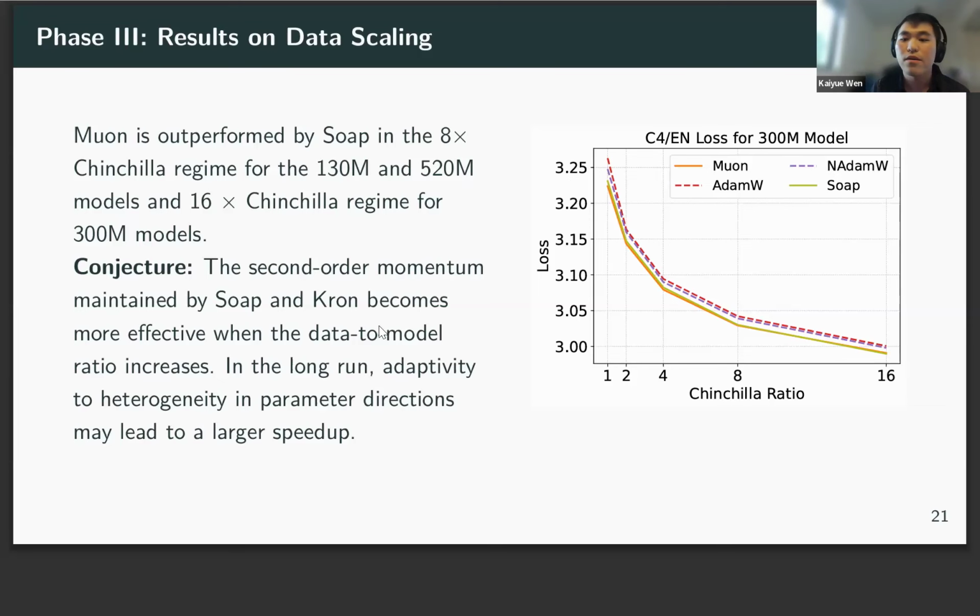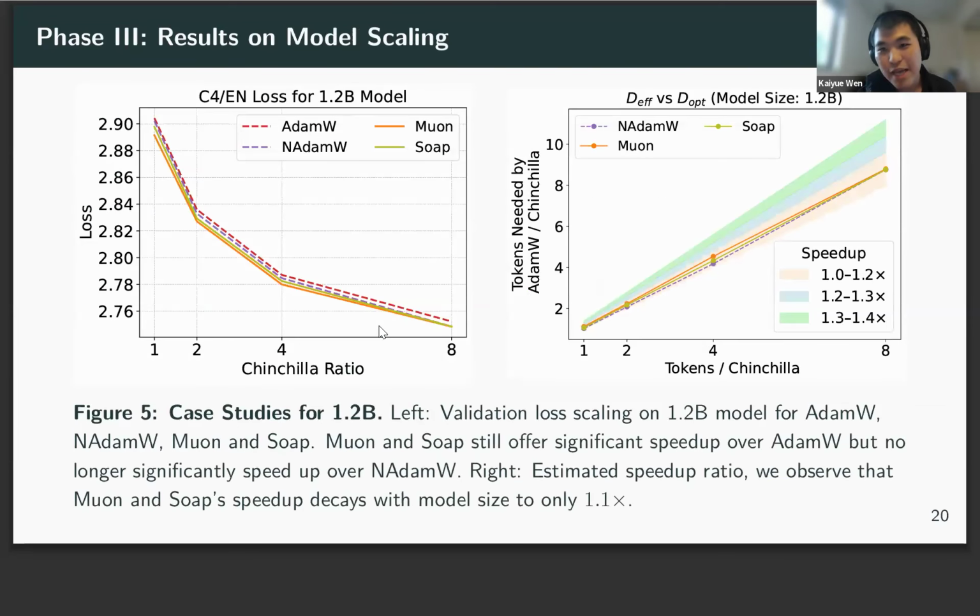So the Nesterov Adam W, which is the purple line here, is actually a scalar level optimizer. And as you can see, it is still having some speed up over Adam W, and in the 8x Chinchilla regime, it roughly has a 10% speed up.